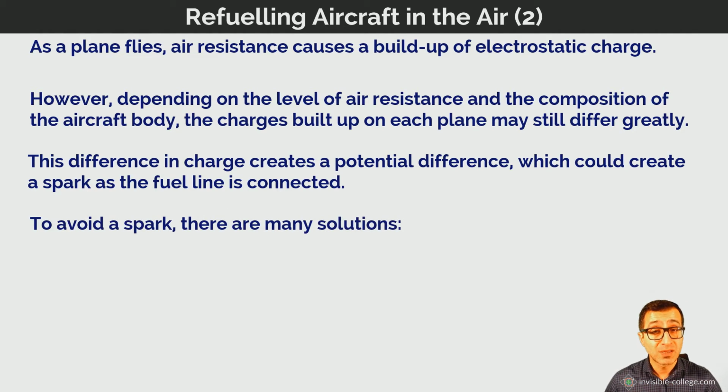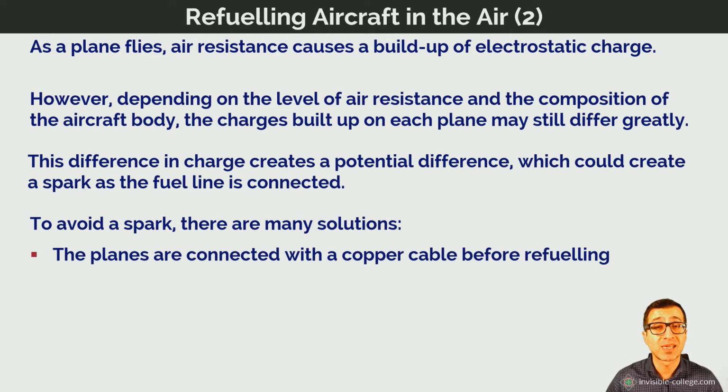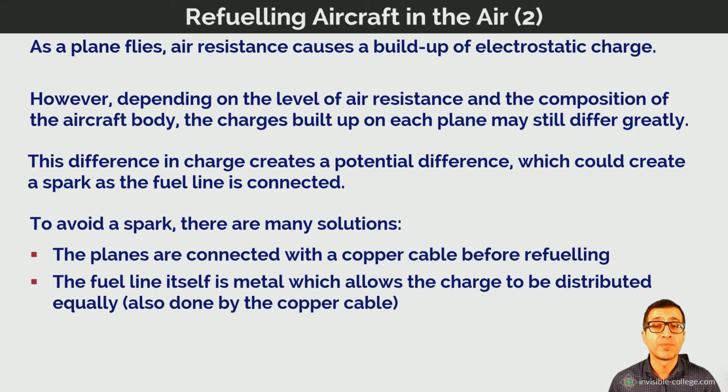So to avoid a spark, there are many solutions. The planes are connected with a copper cable before the refueling cable is connected. The fuel line itself is not made of rubber, it's made of metal, and this allows the charge that builds up to be distributed equally over both aircraft, and this is also done by a copper cable. The empty space in the fuel tanks is not filled with air at all, it's filled with carbon dioxide, so that even if there was a spark, there's no oxygen for there to be an explosion.